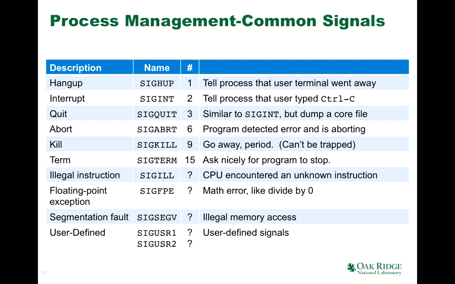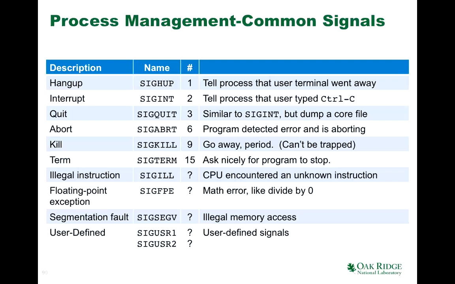SIGINT, or interrupt, tells a process that the user typed Control-C. One of the ways you stop a command from running, if you didn't mean to type it, is you can type Control-C, and that will interrupt that process. There's another one called SIGQUIT, which is similar to an interrupt, but it dumps what's called a core file. That's basically a representation of what memory was when the process ended that you can use for debugging.